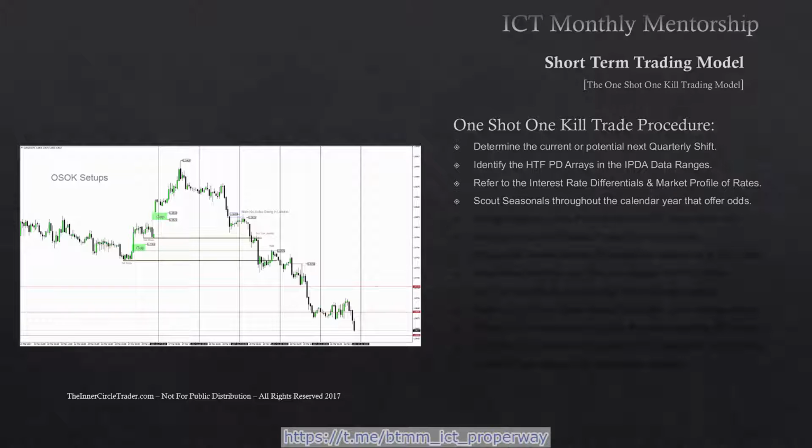We're going to be scouting seasonals throughout the calendar year that offer high odds of a move going higher or lower based on the seasonal tendency, respectively. We're going to use swing analysis on price action on higher time frames down to the 60-minute chart. So in other words, what we're doing is we're classifying all the price swings.